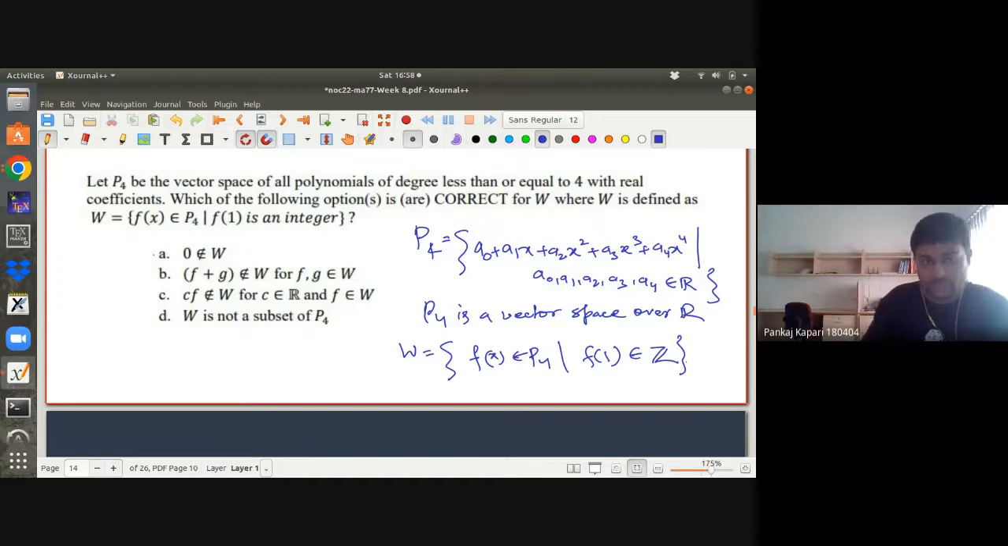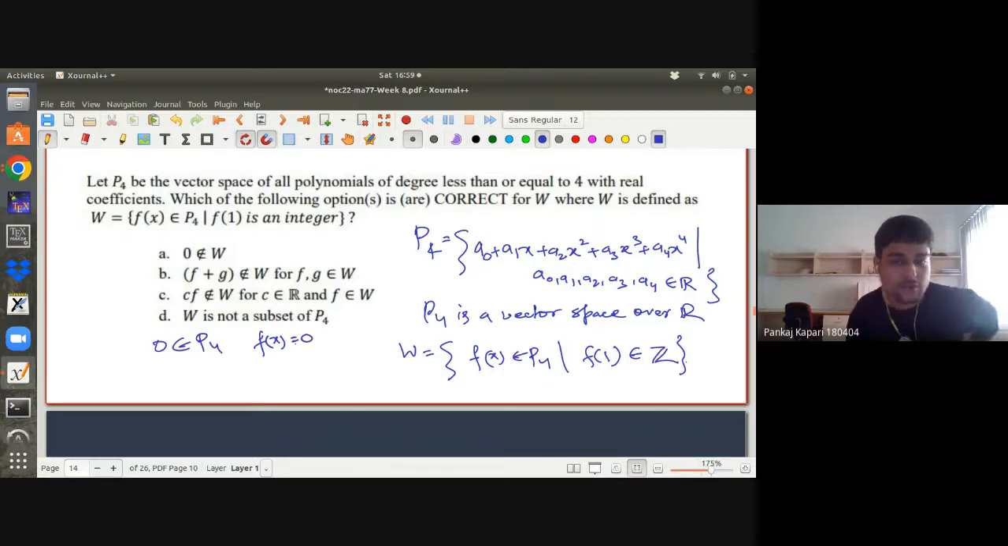Which one of these is correct? 0 does not belong to W. Can 0 be inside W? You can see that 0 is there in P4. So let's take our function f(x) to be the 0 function. If you put anything, this will give 0. What is f(1) here? f(1) is also 0, and 0 is an integer, so 0 belongs to Z. That implies that 0 belongs to W. Because 0 belongs to W, this option is not correct.